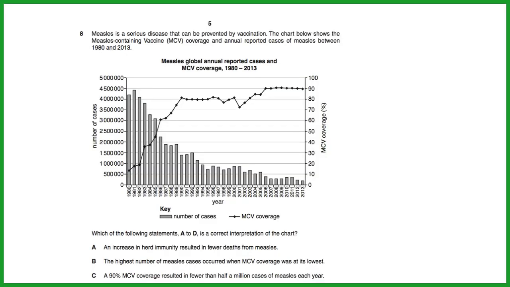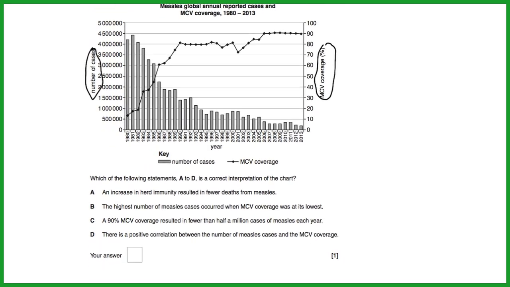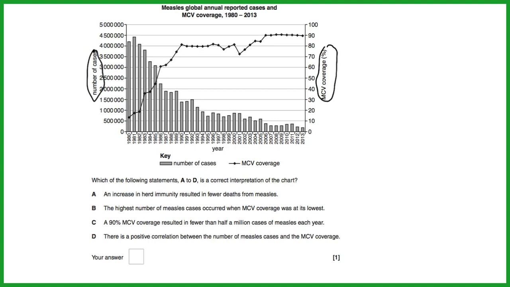So measles is a serious disease that can be prevented by vaccination. The chart below shows the measles-containing virus, MCV, coverage, and the annual reported cases of measles between 1980 and 2013. So on this side we've got the number of cases, on this side we've got the coverage by the vaccination. And then they give you a series of statements, asking which is a correct interpretation of the chart. So firstly, they say that an increase in human herd immunity resulted in fewer cases of measles. Now, this may be true, but you can't say that the increase in human herd immunity resulted in fewer cases.